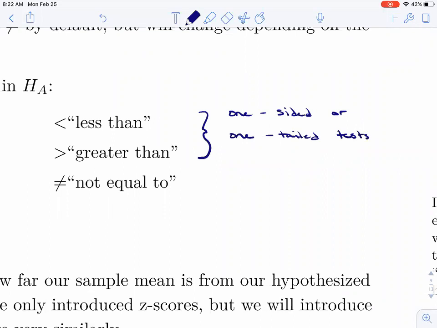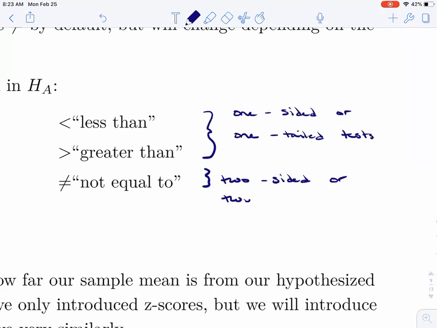Test because we're doing a hypothesis test. And if you have a less than or a greater than, then you have a one-sided or a one-tailed test. I'll call it one-sided, just that's what I like to call it, but if you want to call it one-tailed, I'll know what you mean. You should know that they're the same. And then here, this is a two-sided or, of course, two-tailed test.